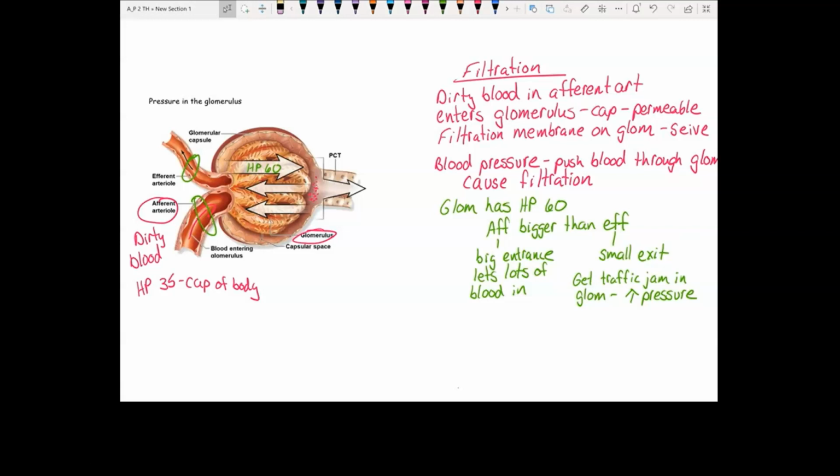Then remember from before, we also talked about colloid osmotic pressure. Remember this? We talked about it in chapter 18 and again in chapter 20. This is the fact that plasma protein attracts water.